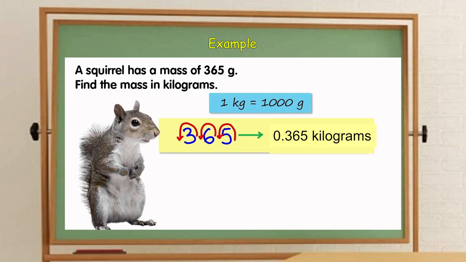So we're going to move that point 3 places to the left because we're dividing, okay? Why are we dividing? Because we're converting grams into kilograms. So we have to divide. So we move our point 3 places to the left. We go 1, 2, 3. Our answer then would be 0, and we write 0 to make sure that our point is highlighted. So we have 0.365 kilograms. Therefore, 365 grams expressed in kilograms is 0.365 kilograms.